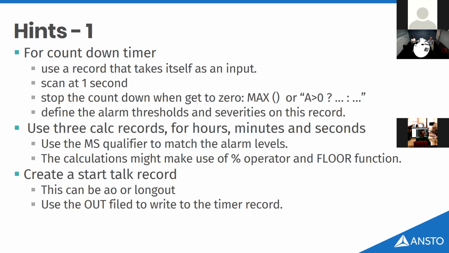And then we want a record to start, a start talk record. This could be an analog out or a long out. We'll use the out field of this record to write a value to the timer record. We haven't really done that, but on one of these countdown records, let's say it's happily counting down from 20, 19, 18, 17, stops at 0. If you write the value 180 to it, next time it processes, it will start from 180, 179, 178. So that's kind of good.